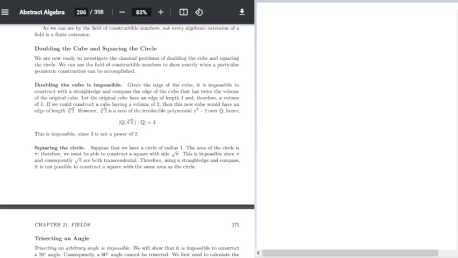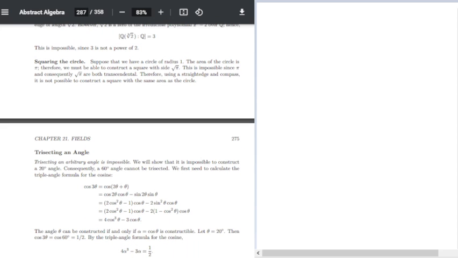Let the original cube have an edge of length 1, and therefore a volume of 1. If we can construct a cube having a volume of 2, then this new cube would have an edge of length cube root of 2. However, cube root of 2 is a zero of the irreducible polynomial x cubed minus 2 over Q. Hence, the index of Q adjoined cube root of 2 over Q is equal to 3, which is impossible, since 3 is not a power of 2.